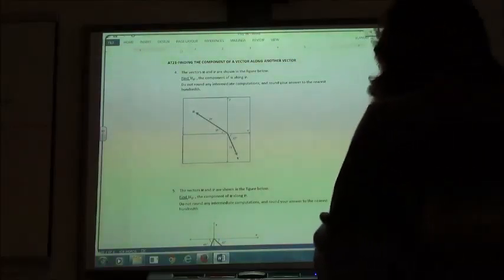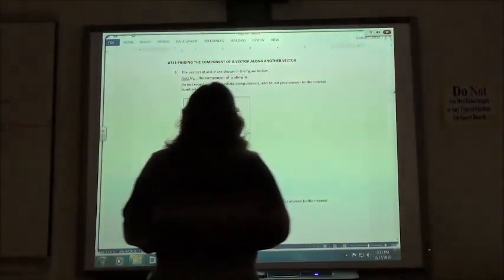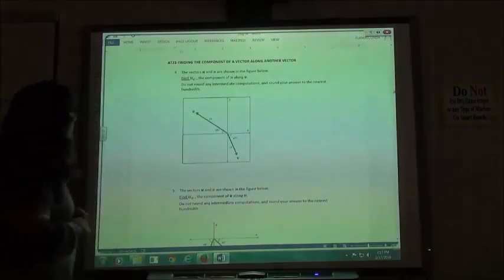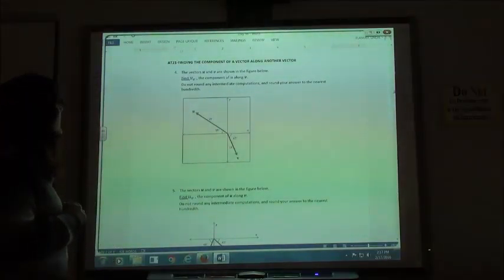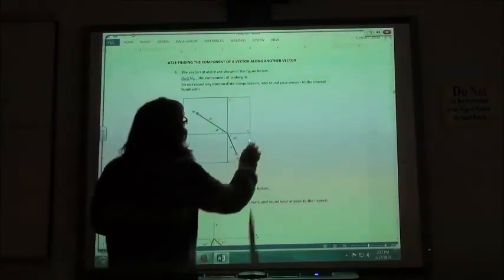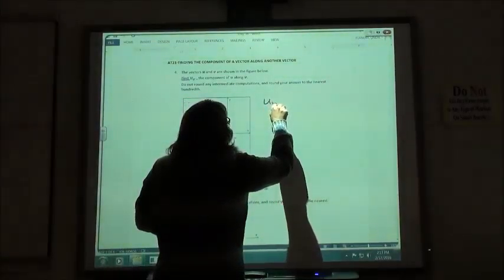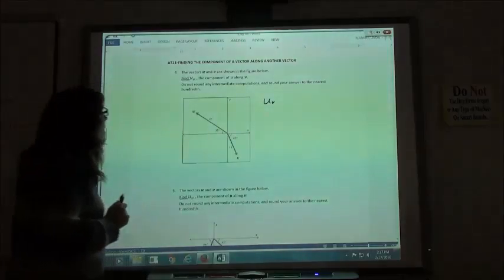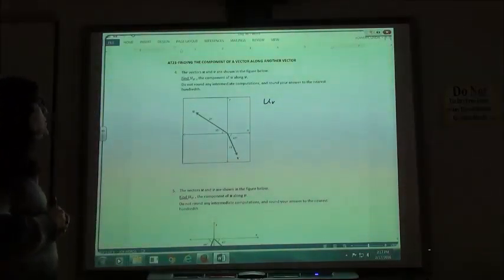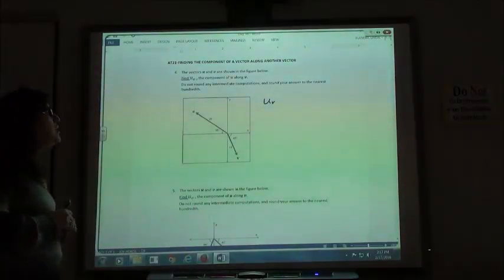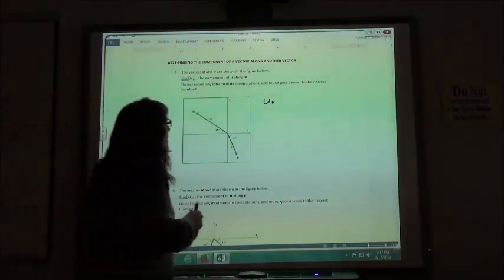Problems 4, 5, and 6 want us to find the component of a vector along another vector. It says the vectors u and v are shown below in the figure. Find u sub v, the component of u along v. Do not round any intermediate computations and round your answer to the nearest hundredth.